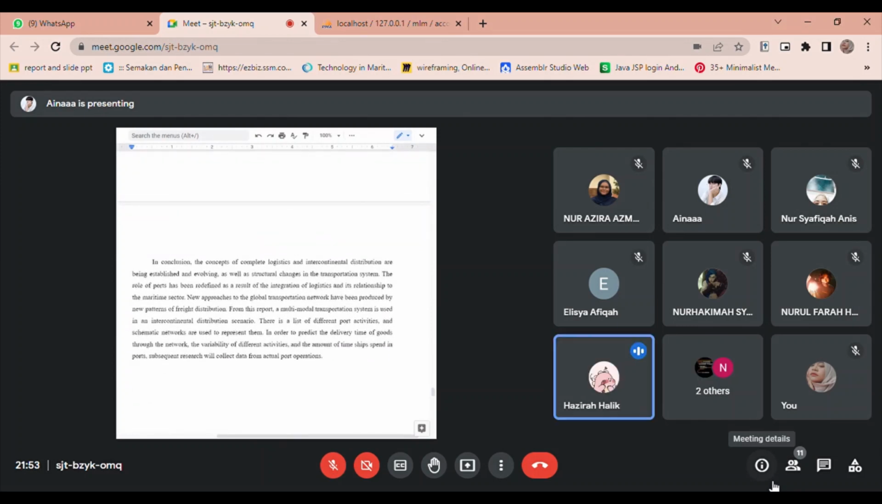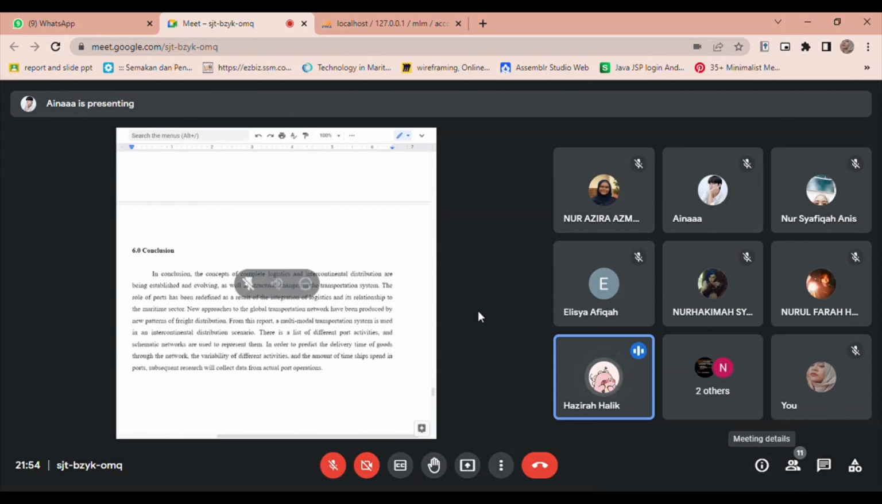In conclusion, the concepts of complete logistics and intercontinental distribution are being established and evolving, as well as structural change in the transportation system. The role of the port has been redefined as a result of the integration of logistics and its relationship to the maritime sector. New approaches to the global transportation network have been produced by new patterns of freight distribution. From this report, a multimodal transportation system is used in an intercontinental distribution scenario. A list of different port activities and a schematic network are used to represent them.